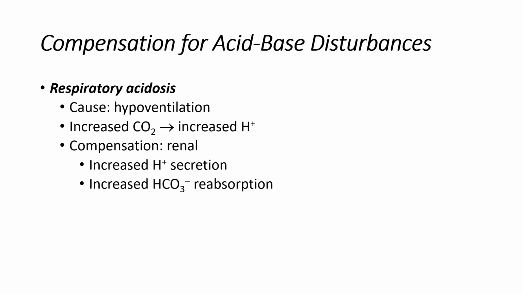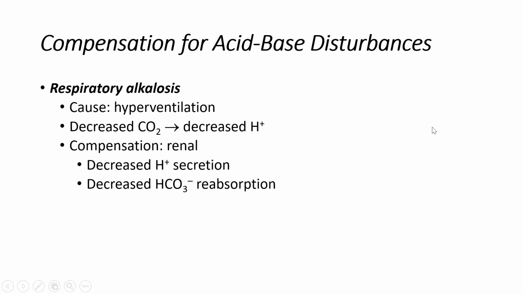And so what the kidneys will do to compensate for a respiratory acidosis is increase their rate of hydrogen ion secretion, so increase the dumping of hydrogen ions into the tubular fluid, as well as increase the rate of bicarb reabsorption, so increasing the rate of bicarbonate moving across the basolateral surface into the plasma. And as we can see, bringing in more base will correct that acidic state, but also dumping more acid will also help to correct that acidic state.